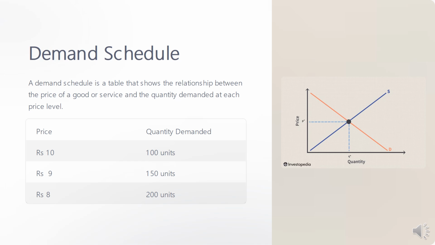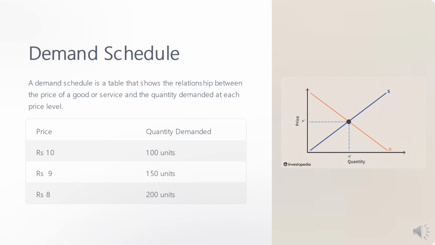Okay, so here you can see a table which shows the relationship between the price and quantity demanded. Here you can see the price in the column. It's 10 rupees, then 9 rupees, then 8 rupees. In the quantity demanded, you can see 100 units, 150 and 200 units. So you can see here, when the price is decreased, the quantity demanded is increased.